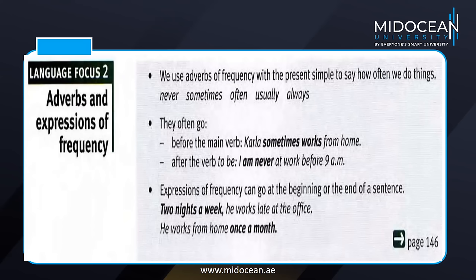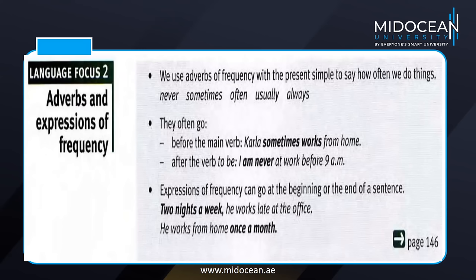For example, they often go to the gym. I sometimes go to the gym. I never eat sushi. They always go to the club. طيب, so دول استخدامه بستخدمه على present simple tense عشان أقول أنا قد إيه بروح ال club ده مثلا دايما ولا أحيانا ولا ما بروحش خالص ولا إيه.